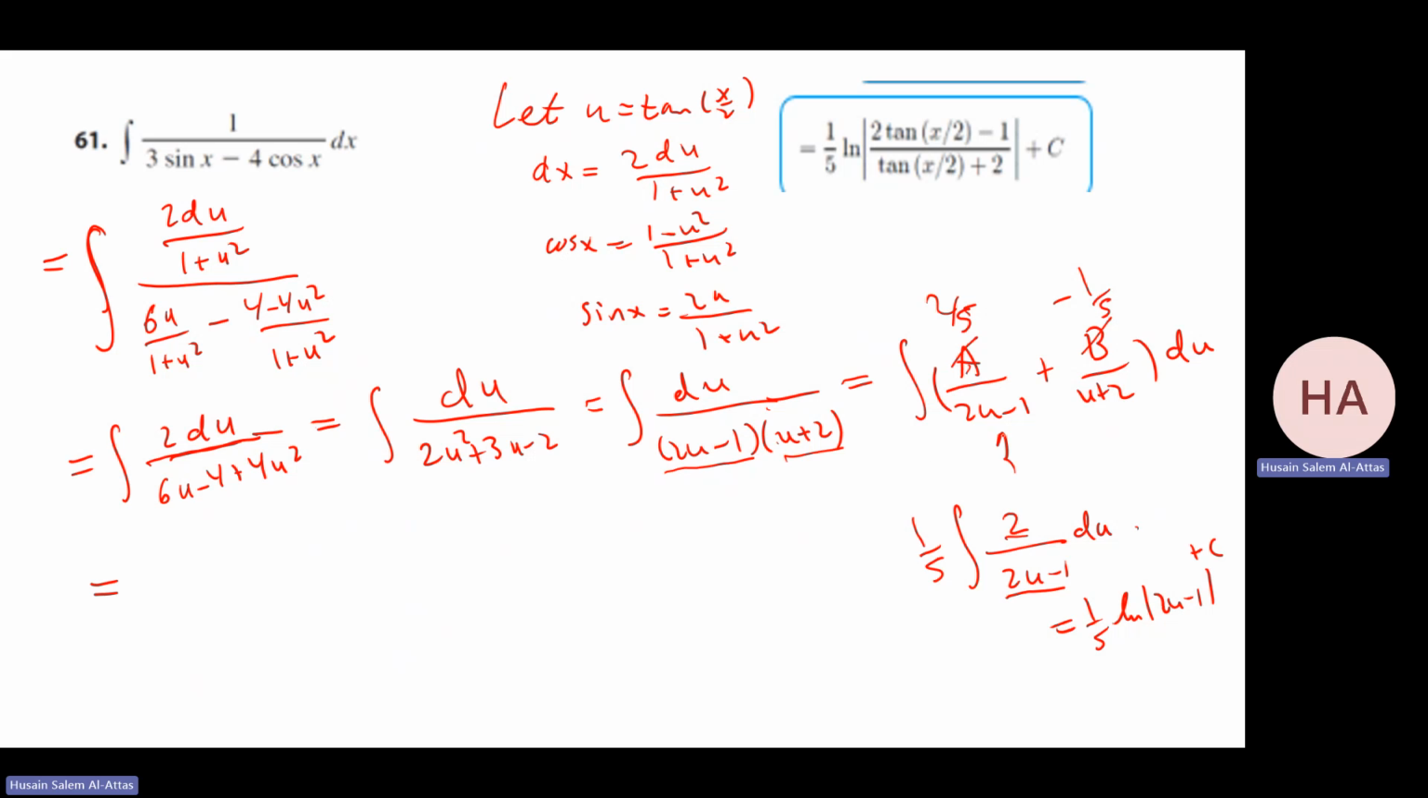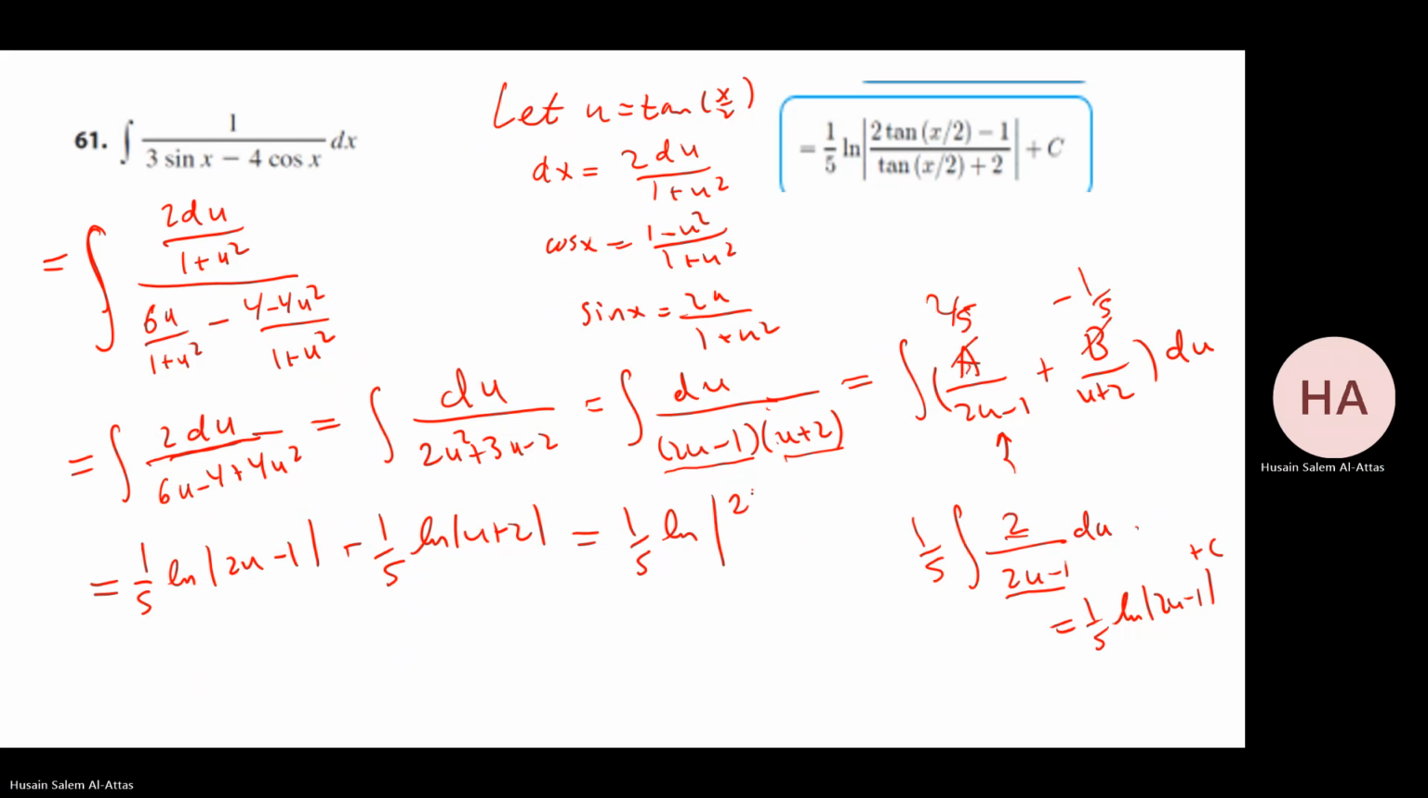Let's see for this one. So I have what? 1/5, then log of 2u minus 1, and the other one minus 1/5, then log of u plus 2, which is direct. So I have 1/5, then 2u minus 1, what is u? Tan x/2 minus 1. And this one, well, let me write it the other way, maybe better. Minus 1 plus tan x/2. And the other one, 2 plus tan x/2.